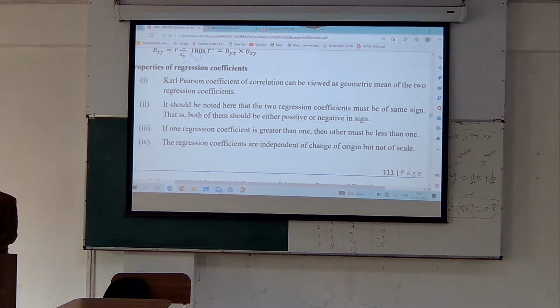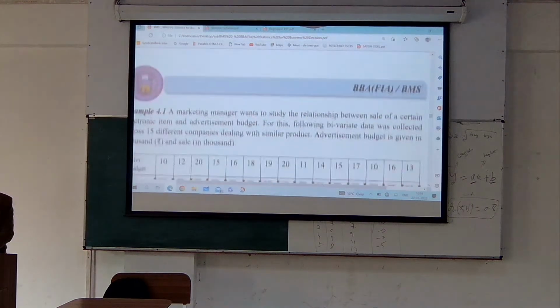Further, regression coefficients are independent of change of origin but not of scale, while if you remember, the correlation coefficient is independent of change of origin as well as scale. So these are some very basic properties.